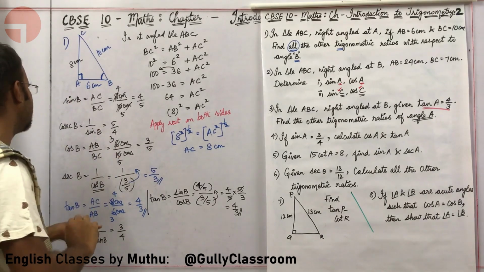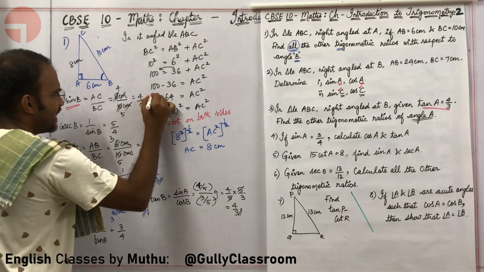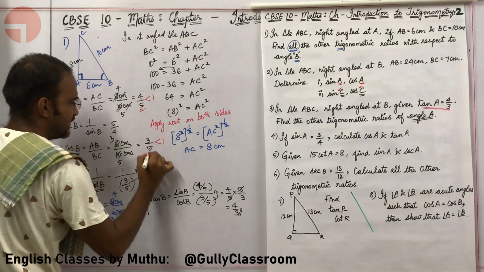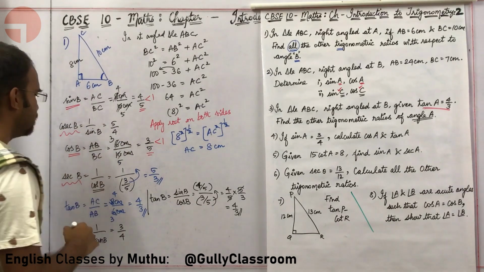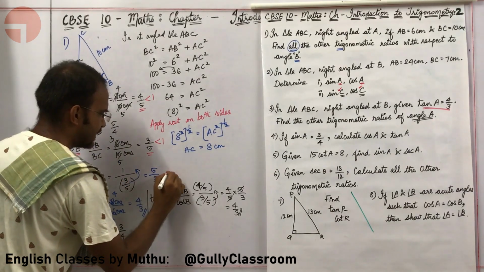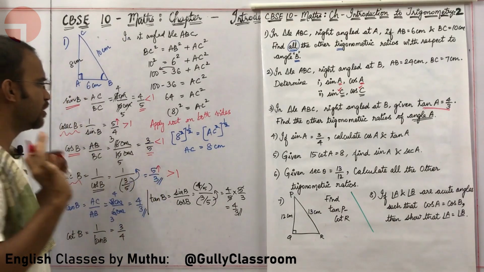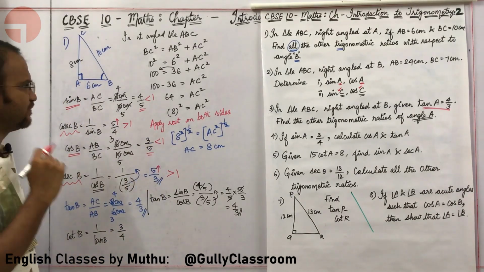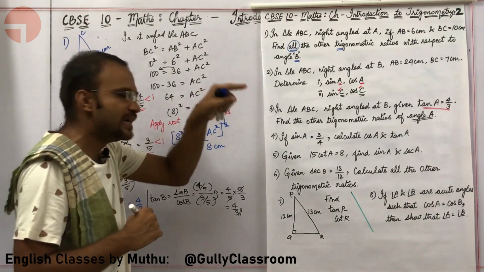If you notice a very interesting thing here, with respect to sin B and cos B, the value is lesser than 1 because the denominator is higher. With respect to cosecant B and secant B, the value is greater than 1. Why sir? Because the numerator is higher. Okay sir, I am comfortable with the first problem. Now I want to do the second problem. Immediately go for the second problem.